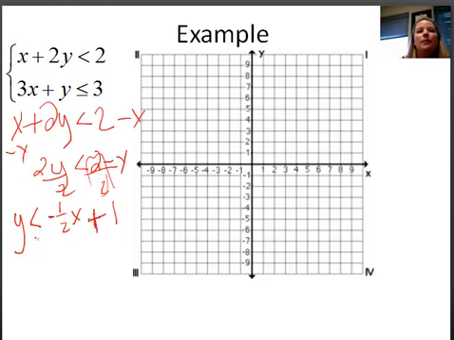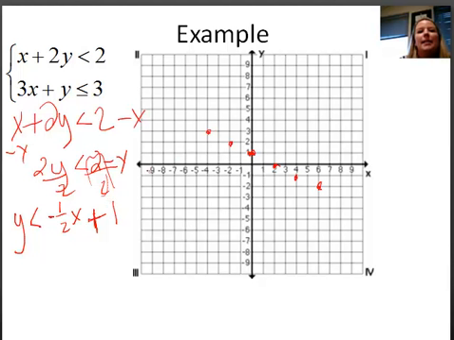Looking at this problem, it's less than, means I'm going to shade below it. It's not equal to, so I'm going to have a dotted line. So I'm going to go ahead and go over here and graph it. So I'm going to go up 1 and put a dot. Then I'm going to go down 1 to the right 2, because it's a negative slope. Down 1, right 2. Same thing, you go up and to the left 2.